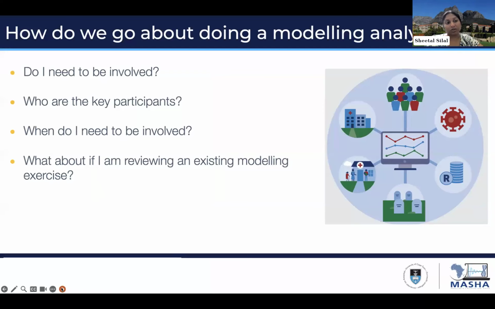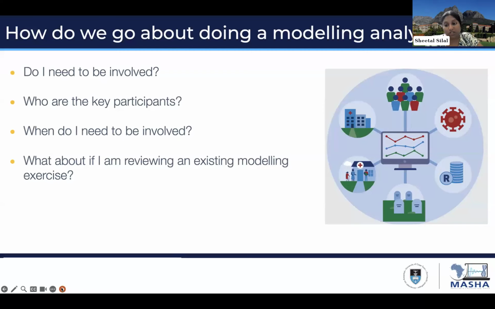So the questions I'd like to deal with in our seminar today: do I as a decision maker or an advisor need to be involved at all? Who are the key participants to generate modeling studies or modeling results, as we've seen in the previous rubella study and as we will see in the future TB study? When do you actually need to be involved in the development of this throughout this modeling analysis? And what happens if you're not in fact involved in an ongoing modeling analysis, but you are reviewing an existing modeling study or a modeling exercise that has been already completed?